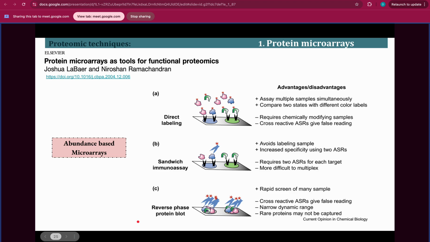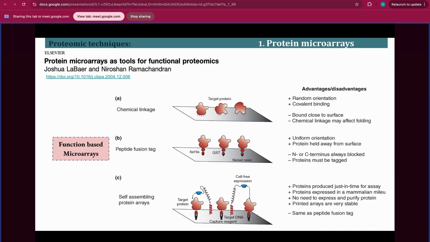Now we'll move to the functional based microarrays. In abundance based microarrays we deal with the abundance of protein in two samples, whereas in functional based microarrays we have to deal with the functions, that is, in different samples what interactions are taking place.